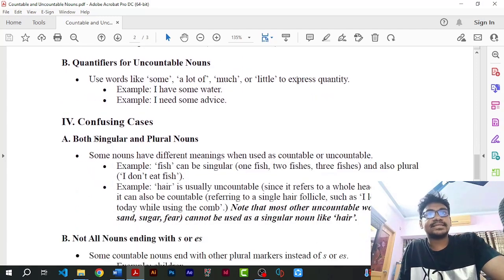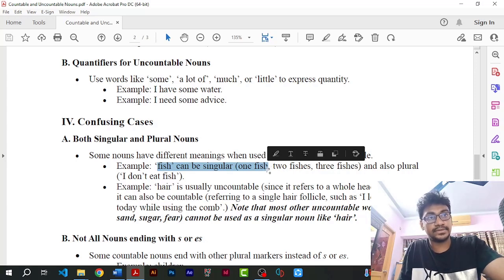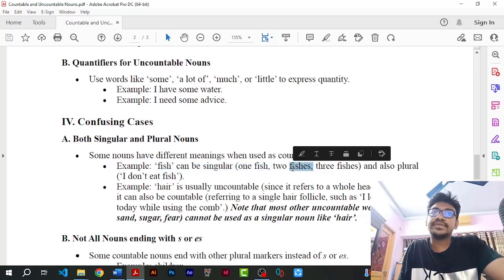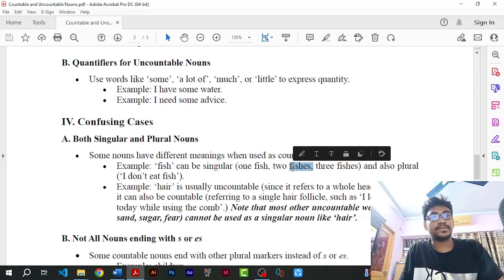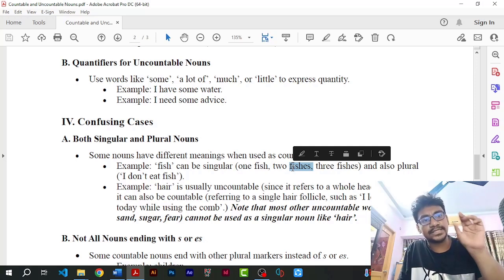Some confusing cases, let's talk about these. For example, fish. It can have a singular meaning, like there are 2 fishes on my plate. I saw 2 fishes. Or when I was fishing, I caught 2 fishes. Right? Actually, you do not need to use this. You can simply say I caught 2 fish. I have 3 fish on my plate. You can use that. But if you use the word fishes, F-I-S-H-E-S, it's also correct.